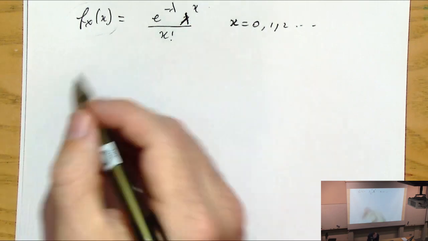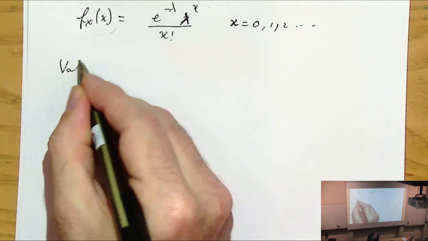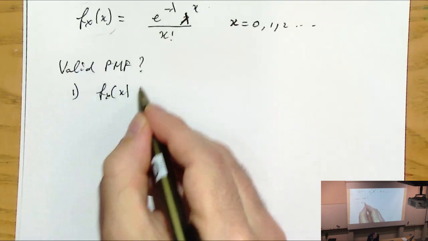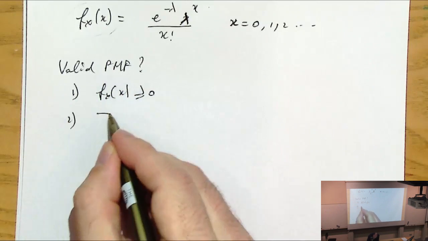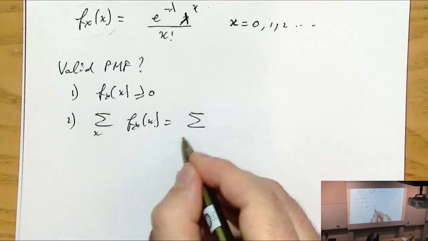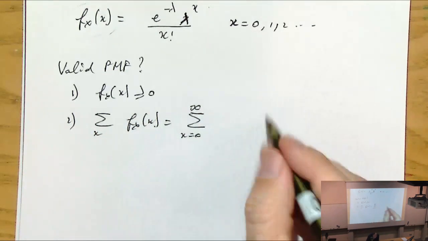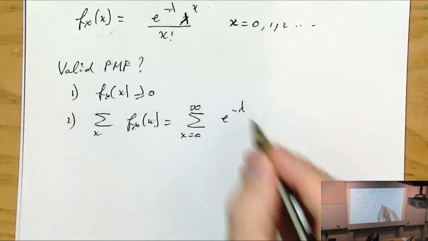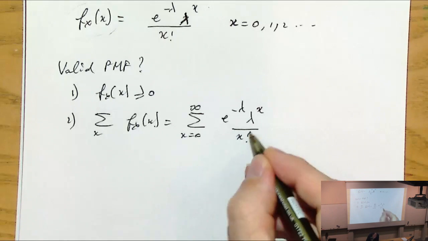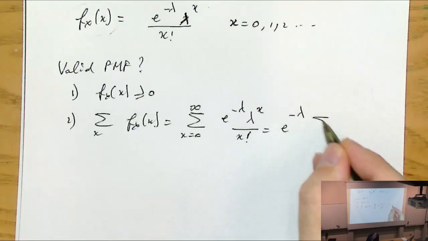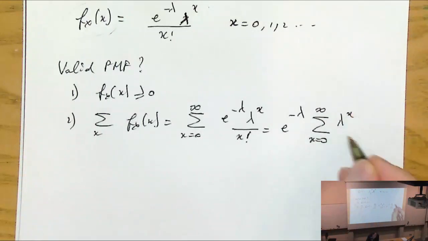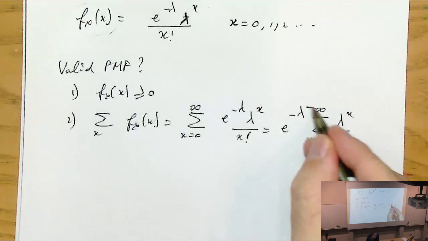Is this a valid PMF? Same question again. f of x is always positive, yes. The sum over all x of this probability mass function is the sum for x from 0 all the way to infinity of e to the minus lambda, lambda to the x divided by the factorial of x. And this is e to the minus lambda times the sum from x equals 0 to infinity of lambda to the x divided by factorial of x.